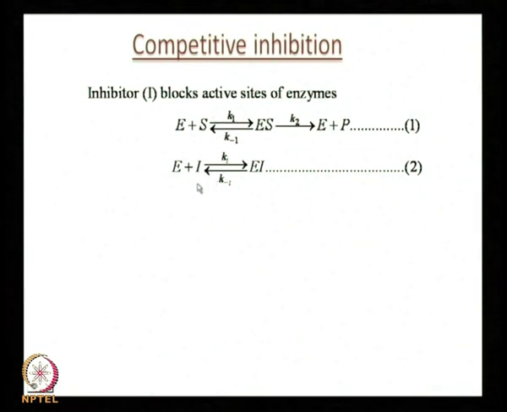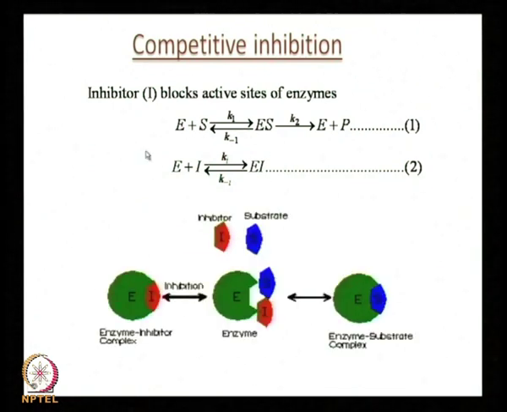Why? Because S and I are acting parallel to each other in interacting with the enzyme. So, to put it in a different way, both the substrate and the inhibitor are parallelly competing for the attention of the enzyme. Okay. So, this is a nice picture here.